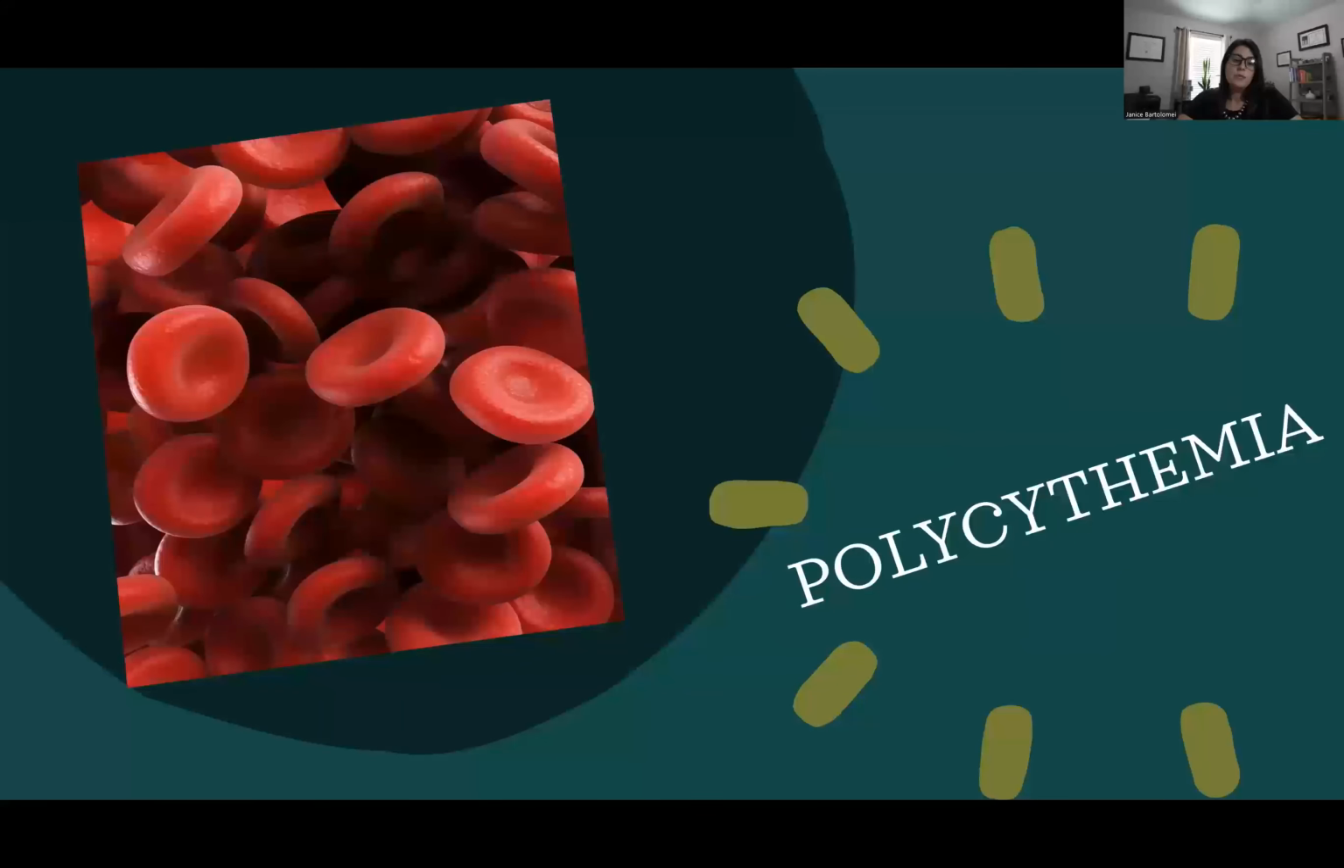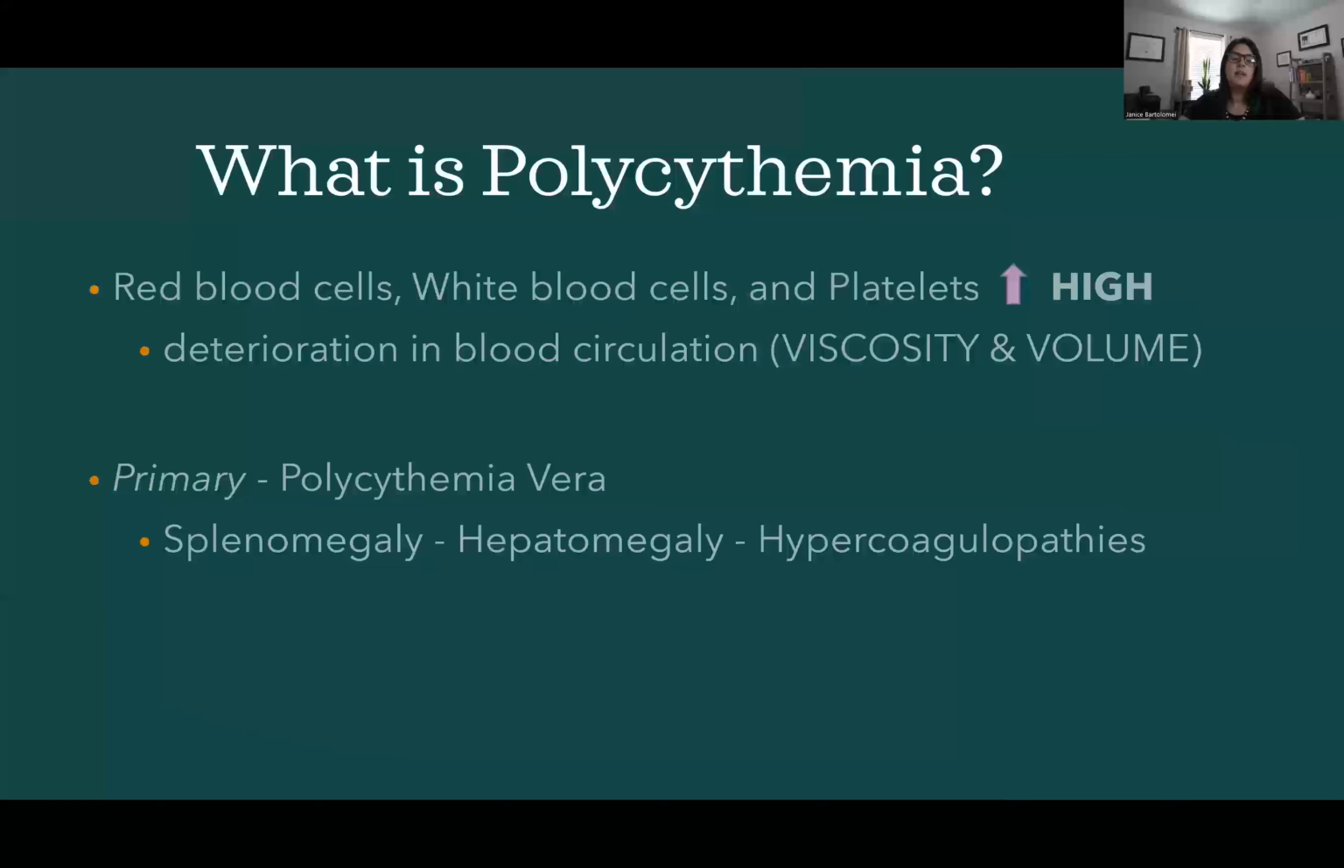All right, so the next one is polycythemia. Just like this picture shows, you have a bunch of red blood cells, all together. Here, poly comes from many, and that's going to be your key: many, poly. The problem here is that not only do you have red blood cells, but you have white blood cells and platelets.